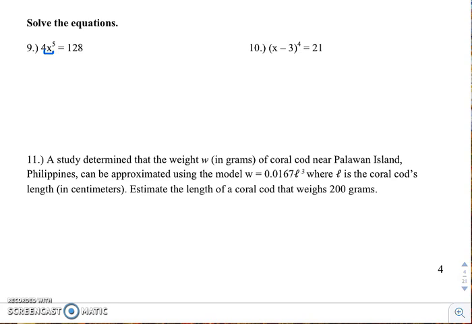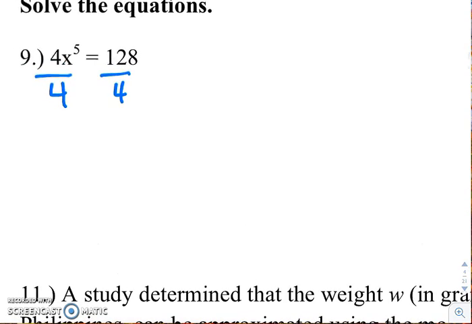So we need to get that x to the 5th by itself before we can actually undo or take care of the x to the 5th. So if it's 4 times that, we're going to divide both sides by 4. That will give us just x to the 5th equals 128 divided by 4, which is 32.